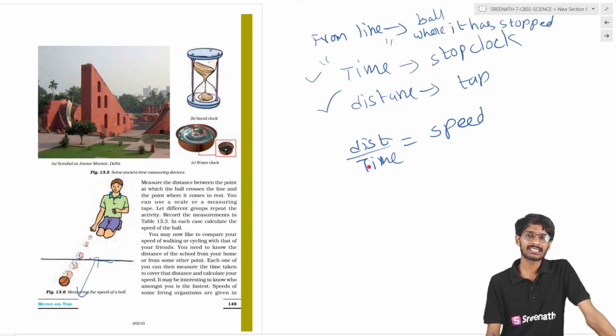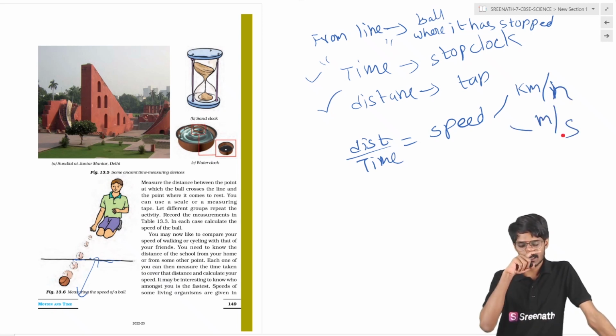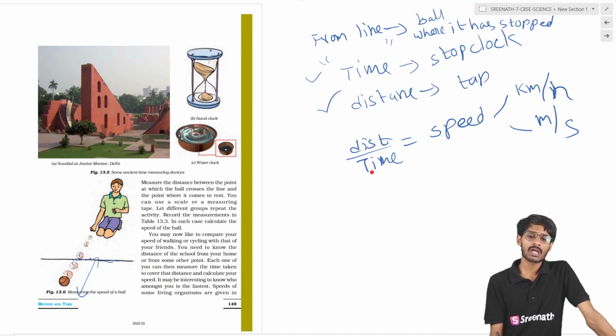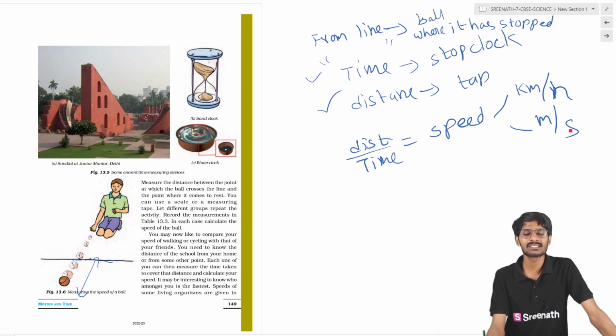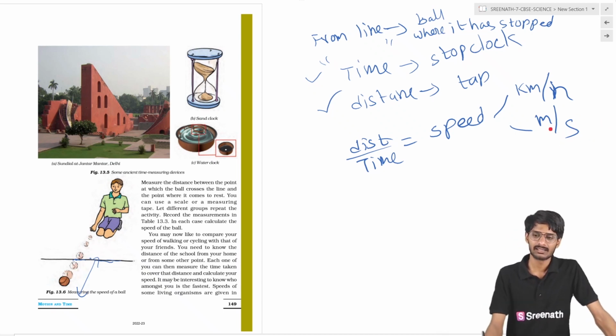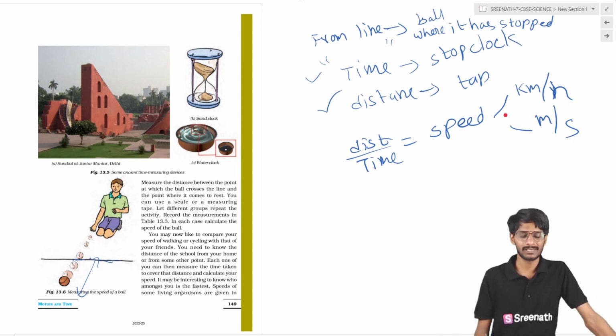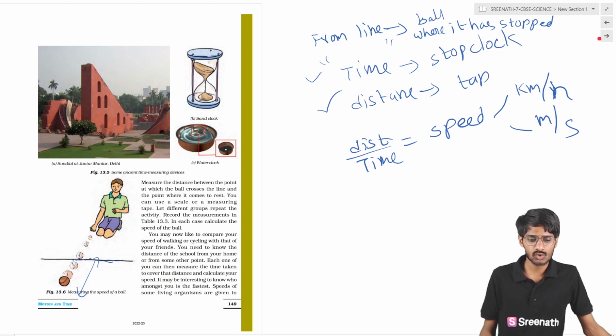One thing is, you have to mention the speed either in kilometers per hour like that, or in meters per second. If you want to represent it in meters per second, you have to measure the time in seconds, and you have to measure the distance in meters, friends. Okay, in that way you can easily find the speed.